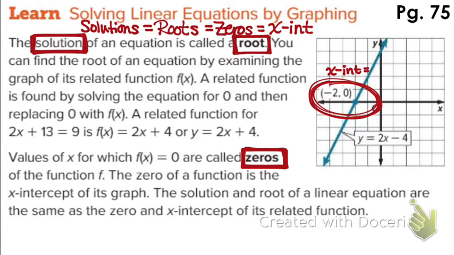My x-intercepts, which are the same as my roots, same thing as my solution, same thing as my zero. And it's the x part of the ordered pair that would be my solution. So when I use a graph to help me estimate the solution, I want to find where it's crossing the x-axis, and I want just the x part of that ordered pair.